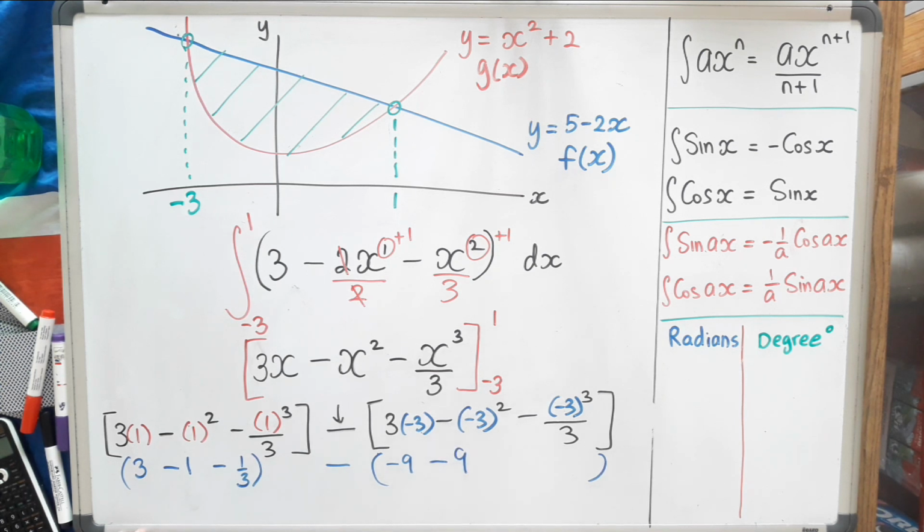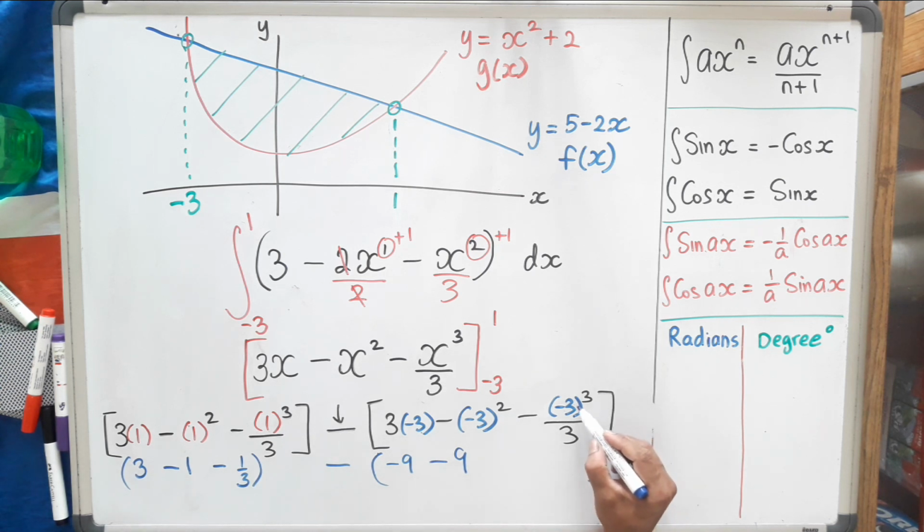So we get our next minus 9. Minus 3 to the power 3 is minus 27. Minus 27 divided by 3 is minus 9. But then we have a minus sign here, so we're going to get positive 9. A lot of 9s.